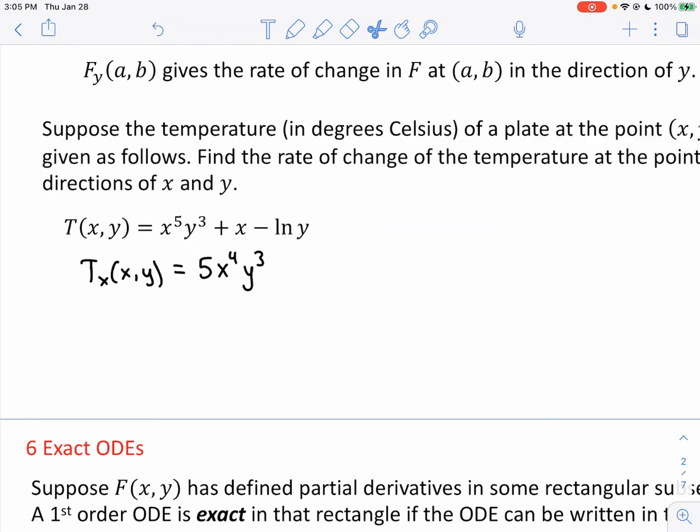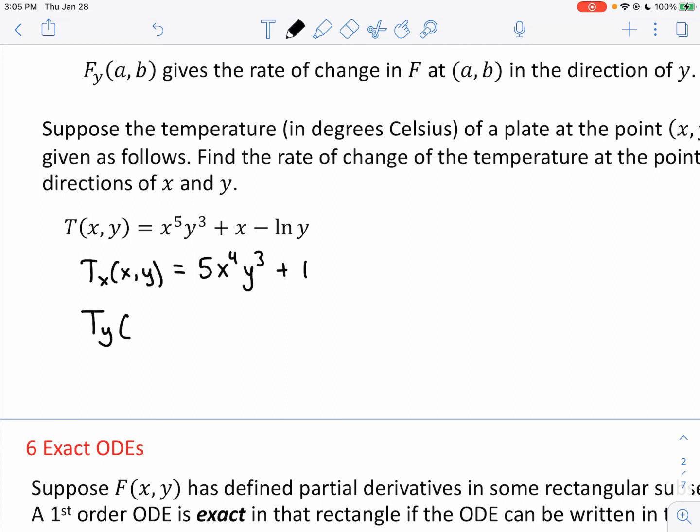So it's a very different mindset when you're differentiating partial derivatives than when you're doing implicit derivatives. Let's continue. The derivative of x is 1, and the derivative of natural log of y? Well, since y is a constant, the natural log of y is just a constant as well, so that just differentiates to 0.